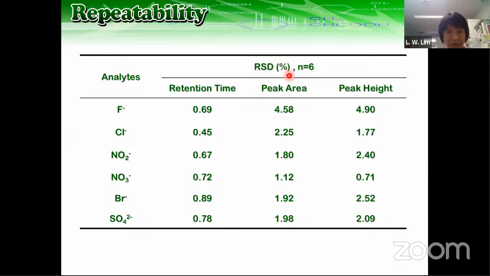If you have all the data for retention time, peak areas, and peak height, then you can calculate the average, and then divide the standard deviation by the average. You get the relative standard deviation as a percentage. As long as your RSD is less than 5%, that means your column is repeatable. It's considered a good column.